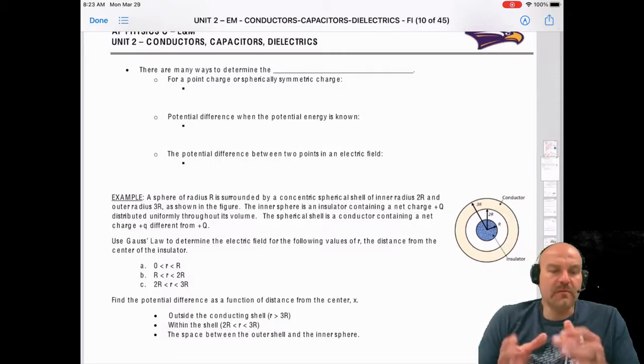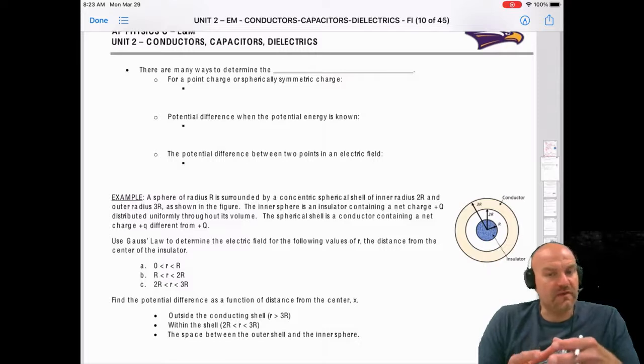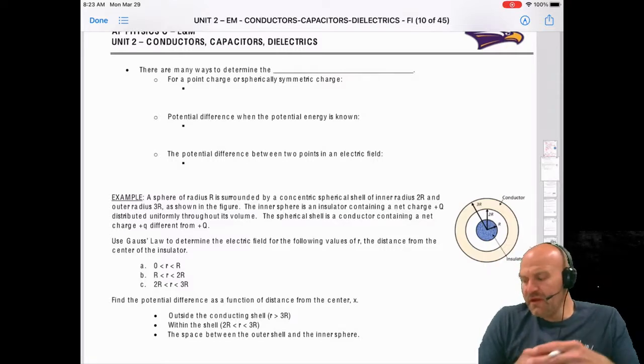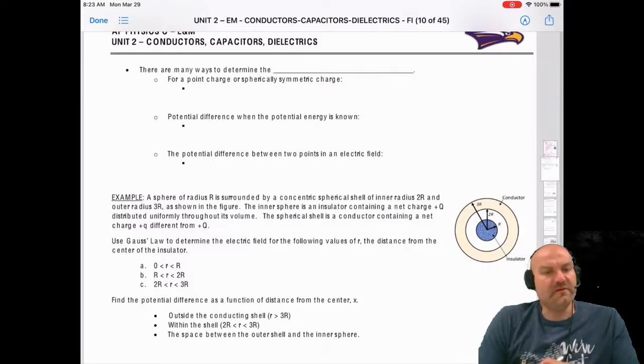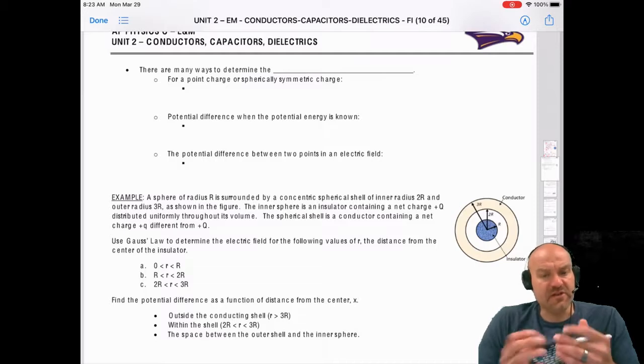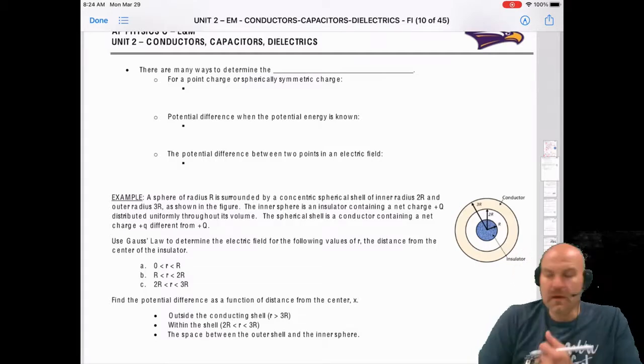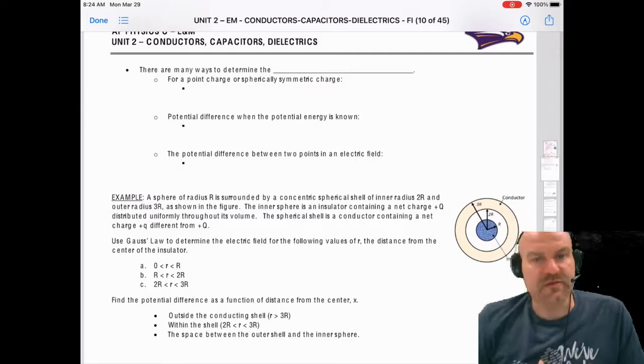For this practice problem, half the problem is going to focus on using Gauss's law to figure out the E field. But then we're going to take that information and find the potential difference as a function of a distance x away from the center. Okay. But first, let's talk about how we calculate potential difference.